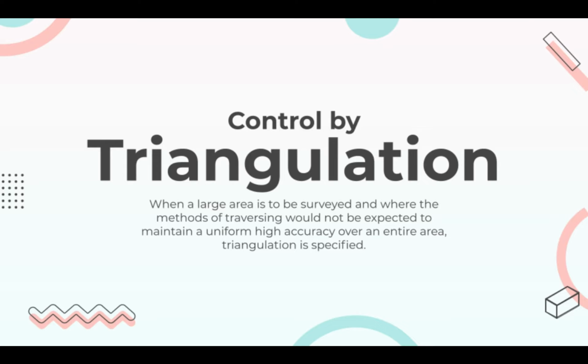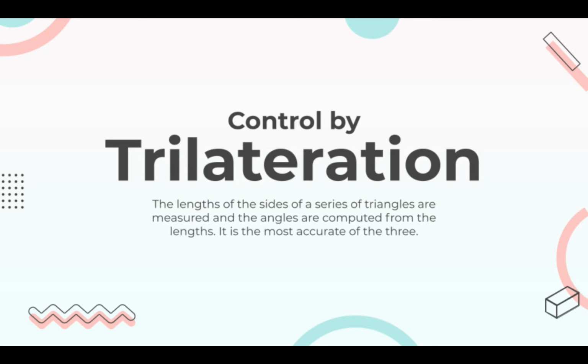Triangulation surveys consist of networks of geometric figures with almost all of the angles measured directly in the field and with relatively few sides measured. With trilateration, in this procedure the lengths of the sides of a series of triangles are measured and the angles are computed from the lengths. Trilateration is the most accurate of the three methods because distances are measured more accurately than angles.